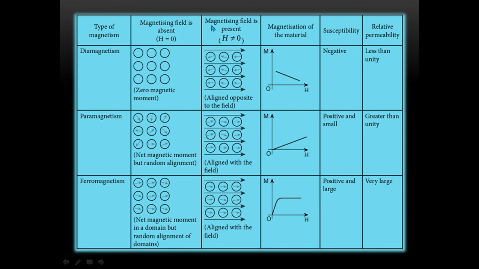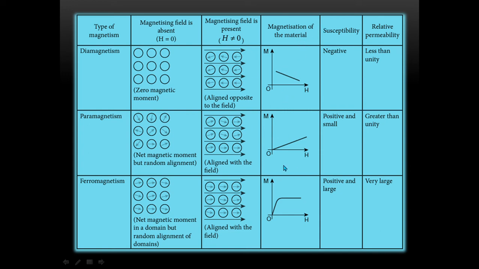The next important point, magnetizing field is present. First one is absent, second one is present, so what happens? Alignment opposite to the field for the diamagnetic material. Alignment with the field for the paramagnetic material. Alignment with the field for the ferromagnetic material. Then magnetization of the material.